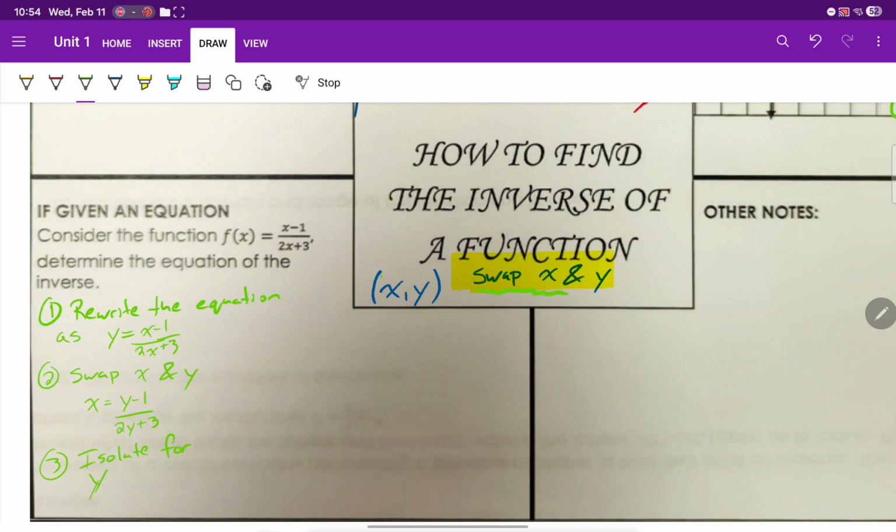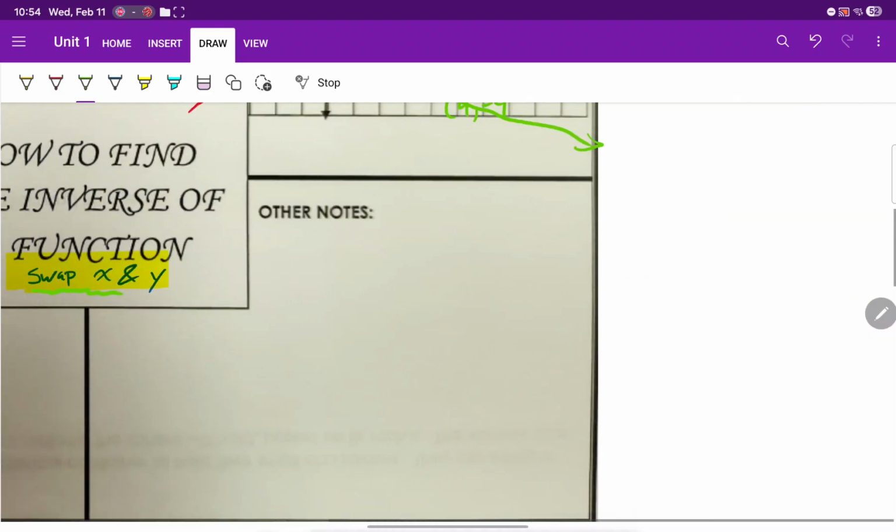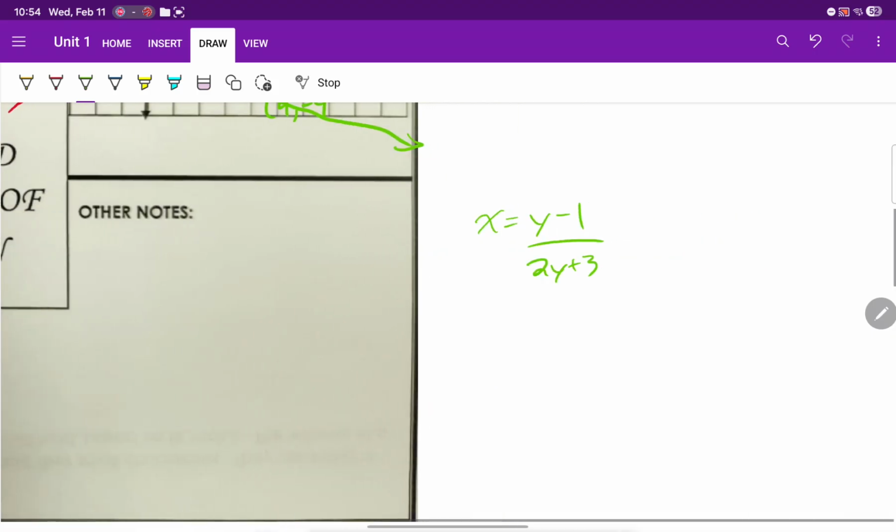This is as far as I can zoom in. So I'm going to write, see how we do here. We're going to go x equals y minus 1 over 2y plus 3. All right, I'm going to do it over here.